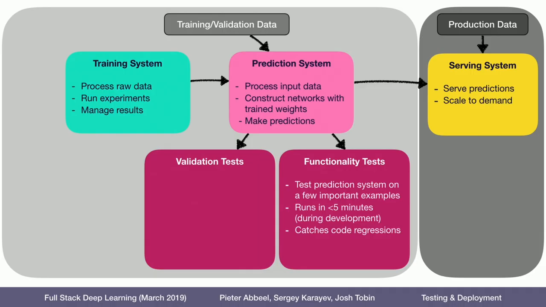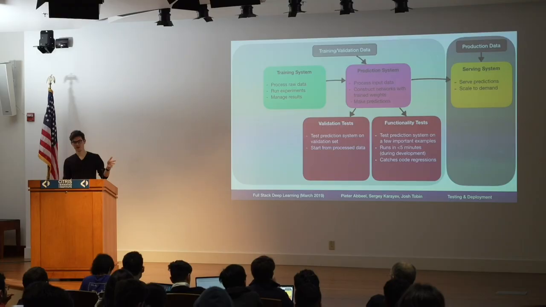But then there's also validation tests. The goal there is to test the prediction system on some kind of validation set. So it's trained on the training set, and then maybe we care about performance on a validation set. We start from processed data, so not necessarily raw data. And then it should run in less than an hour.